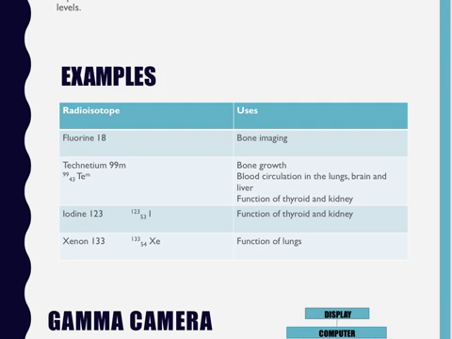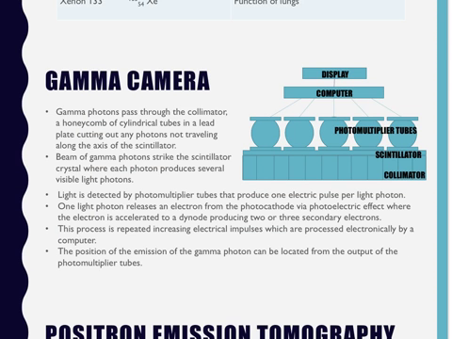So, it's used for bone growth, blood circulation in the lungs, brain and liver, and the function of the thyroid and kidney. This is the gamma camera. Gamma photons pass through the collimator, a honeycomb of cylindrical tubes in a lead plate, cutting out any photons not travelling along the axis of the scintillator.